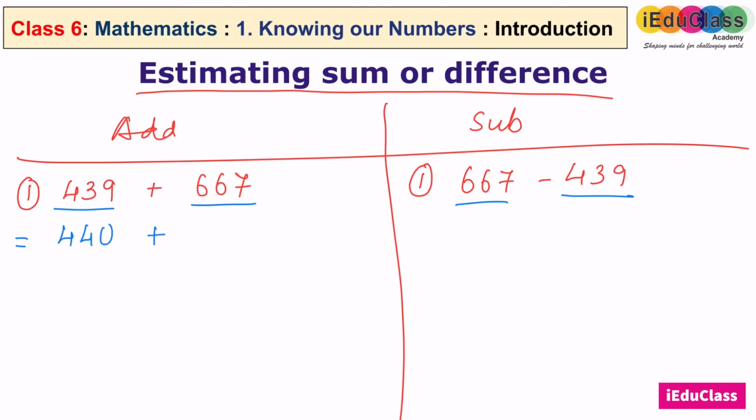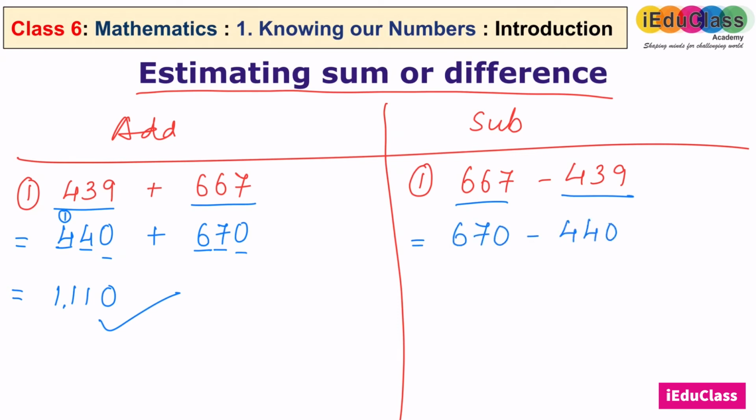440 plus 667 means 670. Okay. 0 plus 0, 0. 4 plus 7, 11. Carry forward 1. 4 plus 6, 10 plus 1, 11. 1110. 667 is nearest to 670. It is rounding off to the nearest 10.